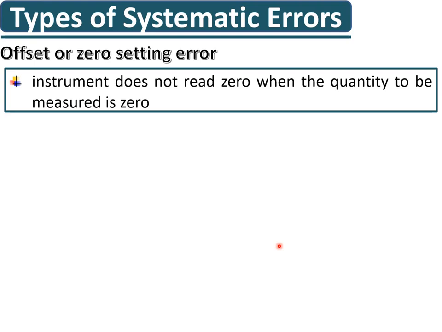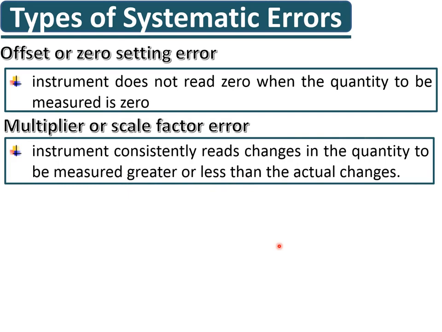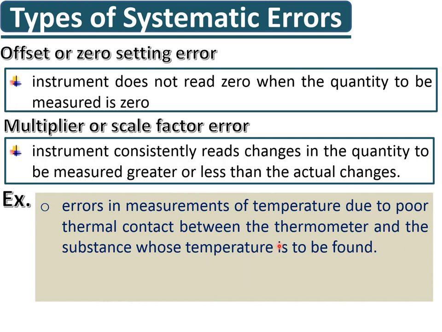The other type is the multiplier or scale factor. This is when the instrument consistently reads a change in the quantity to be measured greater or less than the actual value. This is a defect in the balance itself; it's reading higher values than the material you are measuring, or less than the actual change. One more example is the error in measurements of temperature due to poor thermal contact between the thermometer and the substance whose temperature is to be found. You want to get the temperature of something, but there is a leak between the thermometer and the material to be measured. This leak can make a systematic error.